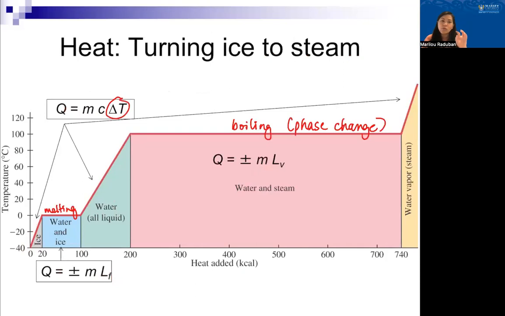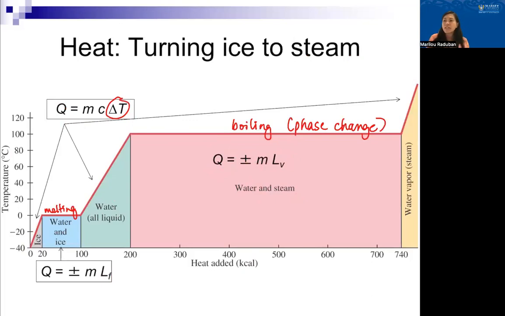When you have a single phase, like all the material is only solid or only liquid or only gas, then you use Q equals mc delta T, because the heat added goes into changing the temperature. But when you have two phases that are coexisting, like water and steam together, or water and ice together, then you should use Q equals mL, because any heat that's added goes into changing the phase of that material. All right.